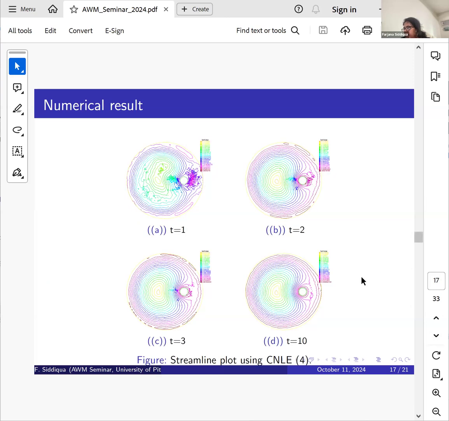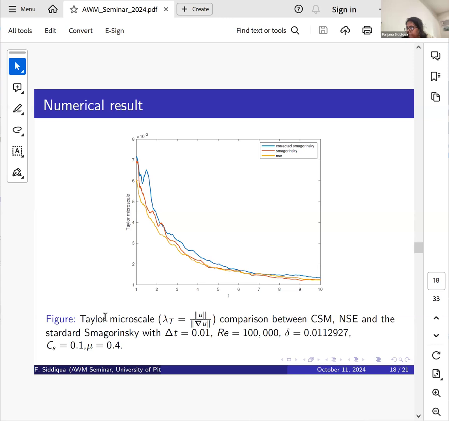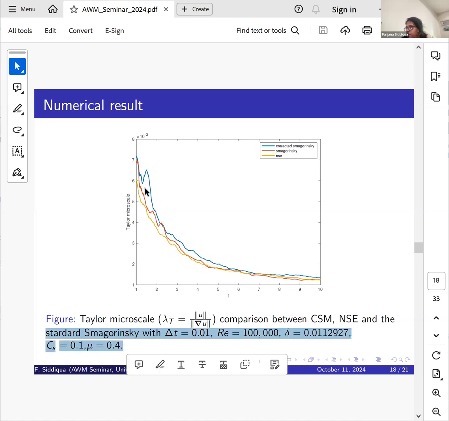We also checked some streamline plots. You see a lot of chaotic eddies here, but as time goes on they smooth out and become like an equilibrium. So we see the flow becomes smoother as it approaches statistical equilibrium. Then we also checked the Taylor microscale. We compared how it changes for the corrected Smagorinsky model, the Navier-Stokes equations, and the standard Smagorinsky model. We see that the corrected Smagorinsky model has a larger microscale, so it models the backscatter. The average length scale of the corrected Smagorinsky model is larger than the NSE and SM.